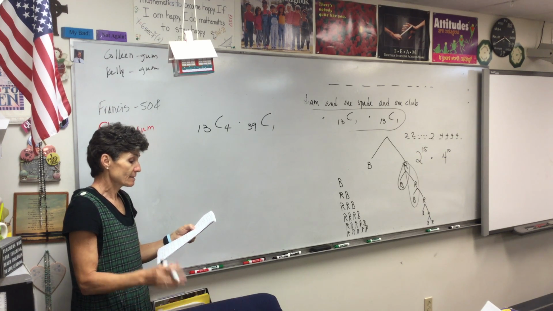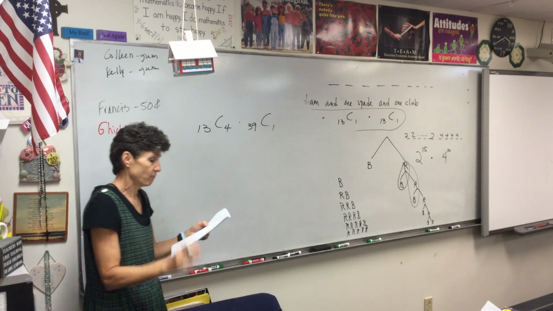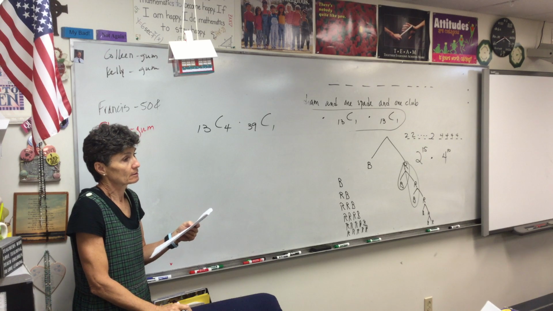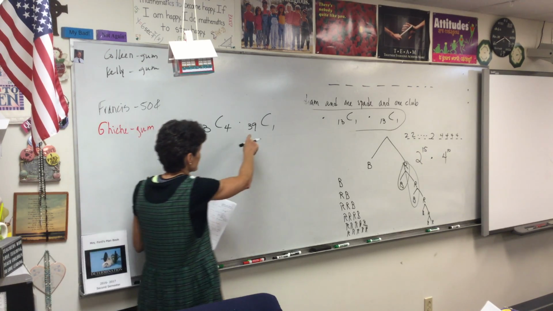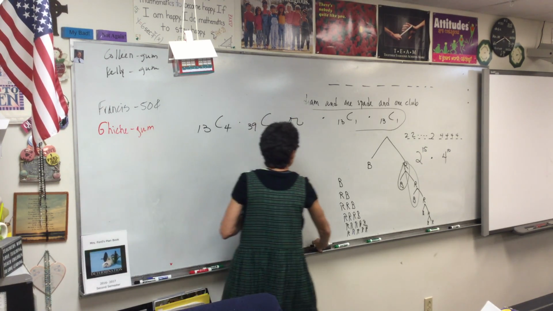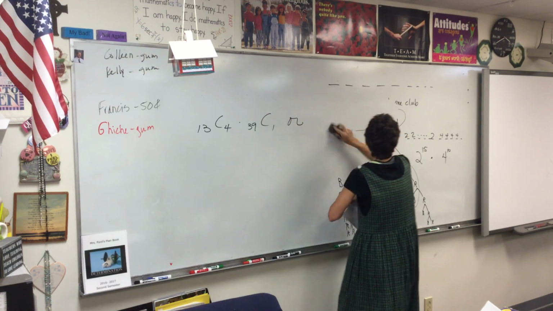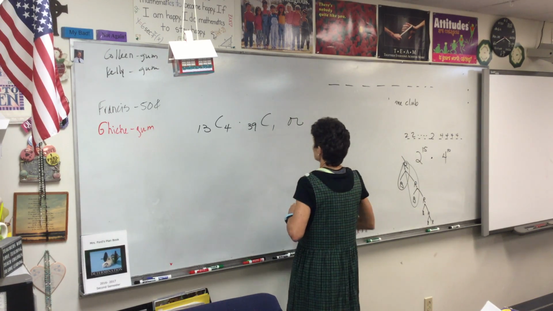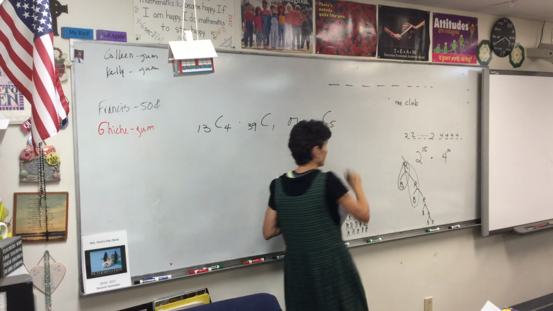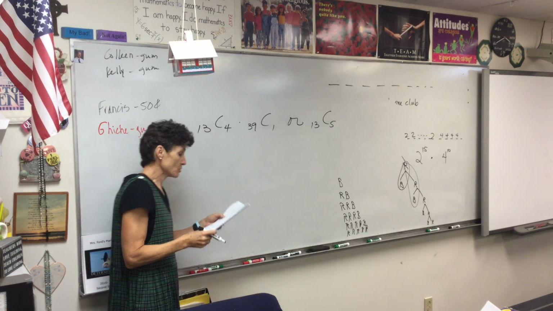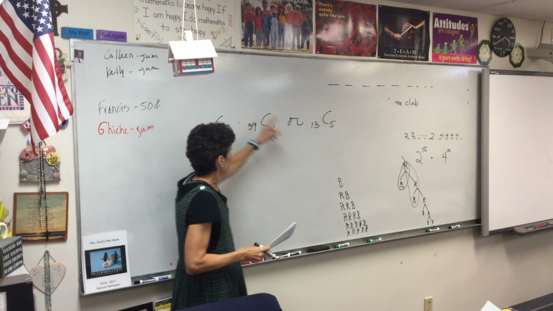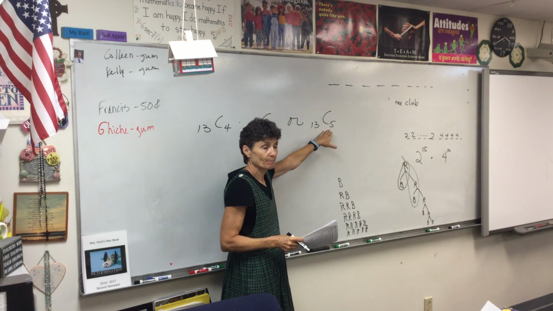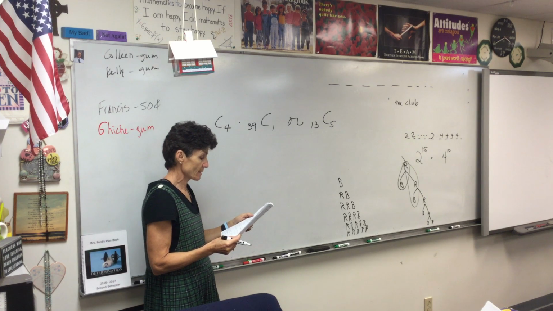Number 7 says at least 4 hearts. What does at least 4 hearts mean? 4 hearts or 5 hearts. And what would 5 hearts look like? 13C5. There you go. So the answer to number 7 is the answer to number 6 plus this.